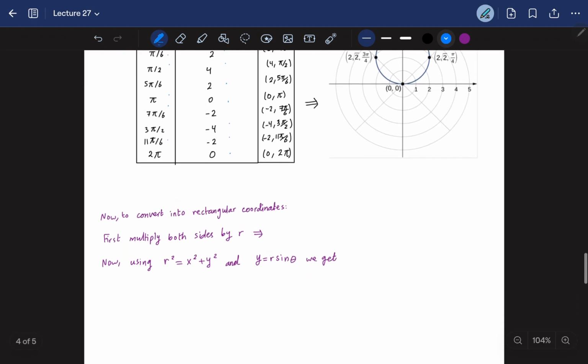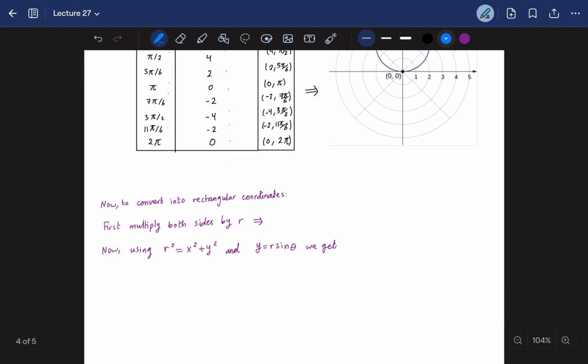rectangular coordinates, which means I want to find it in terms of x and y. So to do that, I'm going to take the equation r equals 4 sine theta, and I'm going to multiply it on both sides by r. So we're going to have r squared is equal to 4r sine of theta. Now the reason why I multiplied it by r is because I want to get r squared. Because I know that r squared is equal to x squared plus y squared, which is great because this solves half of the problem. I got rid of my r.